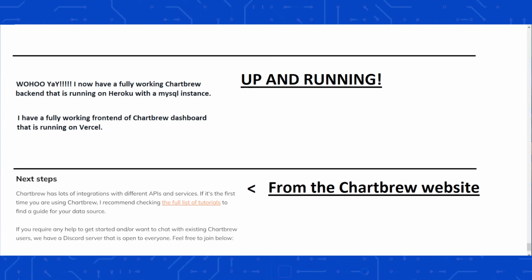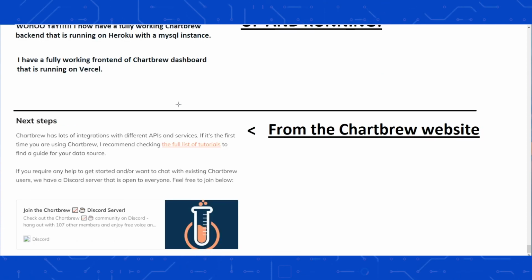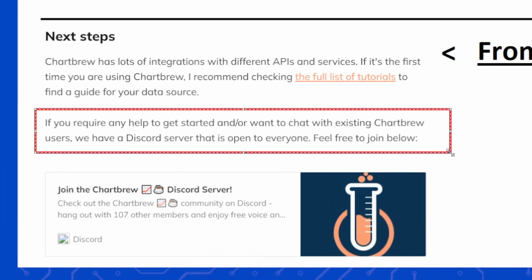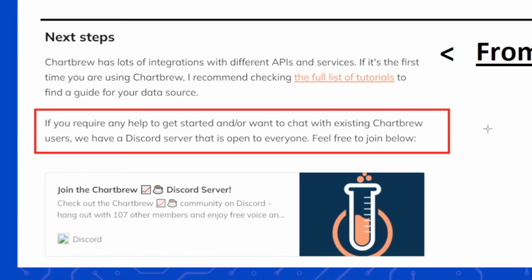So the last part of this screen here, I wanted to just mention some information from the Chartbrew website. If you go there, you'll see they mention if you require any additional help, maybe you want to chat with existing Chartbrew users, they have a Discord server that's open to everyone and you can join it. If you wish, you can just go to the chartbrew.com website to find this information.